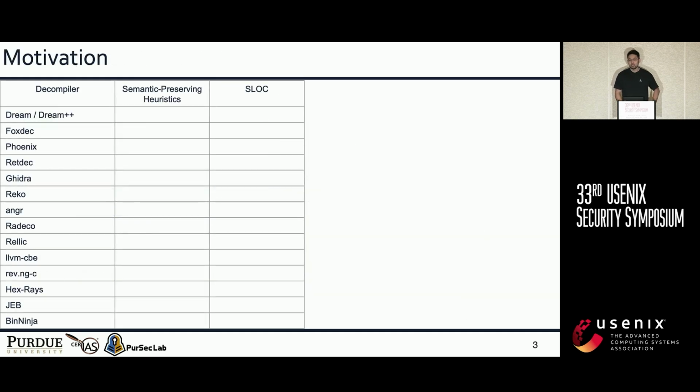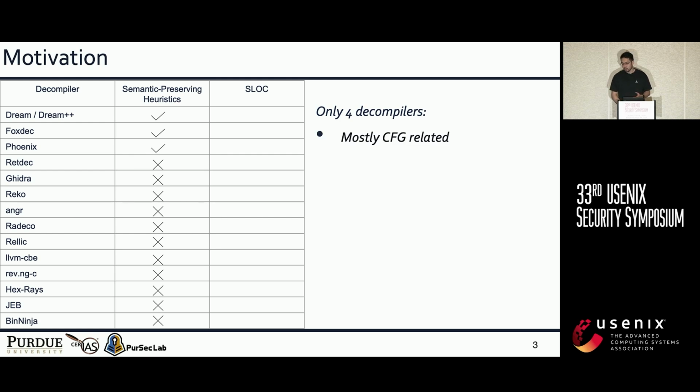However, during the decompilation process, semantic preservation is mainly overlooked. For example, we surveyed 15 decompilers here, and we find only 4 of them use some semantic preserving heuristics. And most of those heuristics are only related with control flow graph.